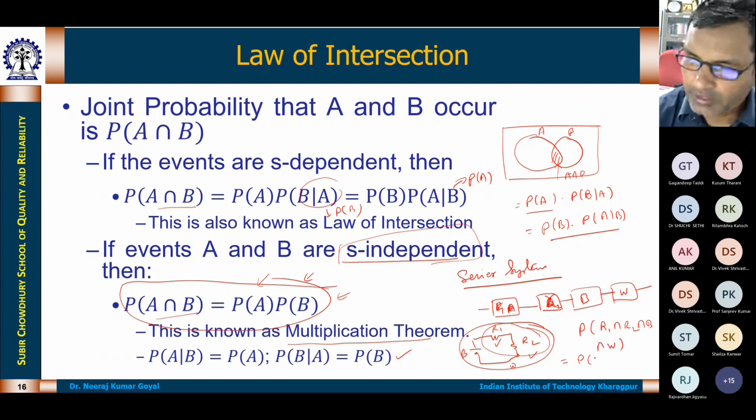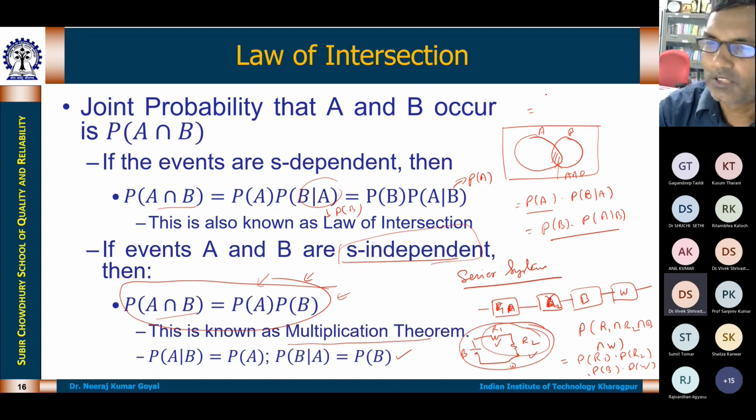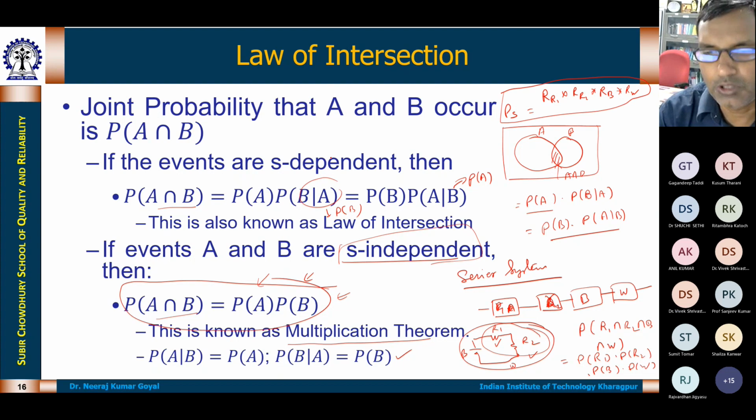So that's why we can say that this is the probability of R1 into the probability of R2 into the probability of B into the probability of W. Or I can say that it is equal to the reliability of R1 multiplied by the reliability of R2 multiplied by the reliability of the battery multiplied by the reliability of the wire. This will give me the system reliability. So for system reliability calculation, we use this law of intersection or multiplication theorem. That probability of intersection is the multiplication of the probabilities of the individual items, assuming that they are independent.